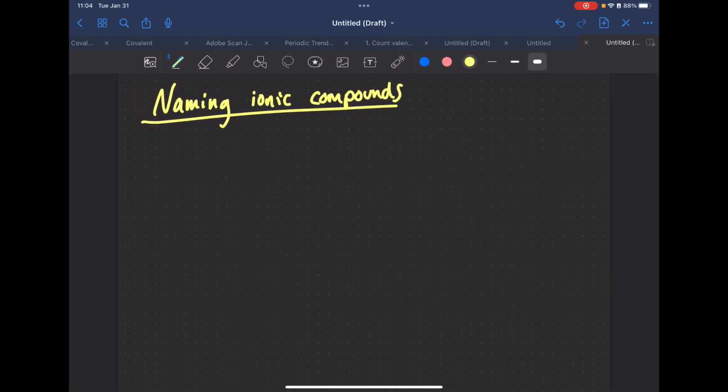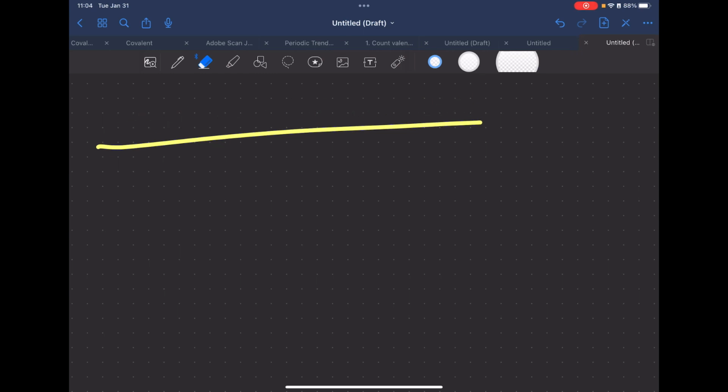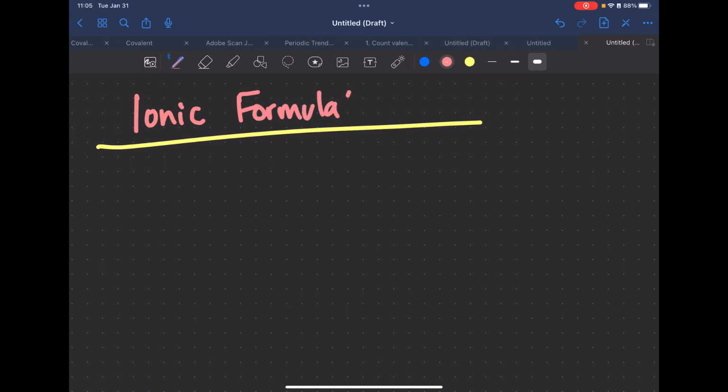Okay, naming ionic compounds. Let's do a real easy one. Or sorry, this shouldn't be called naming ionic compounds, because guys, the more difficult part is going to be, I'm going to give you the name and you're going to write the formula. Okay? So let's write formulating the names of ionic compounds. Let's say ionic formulas.